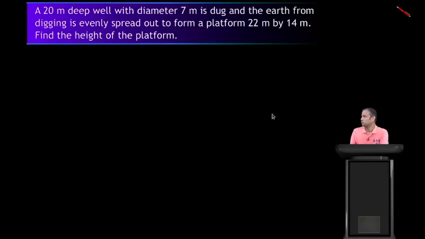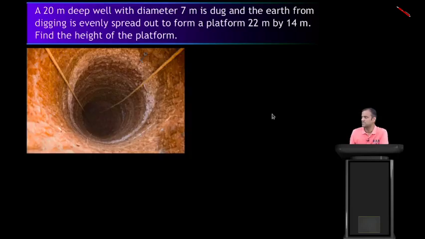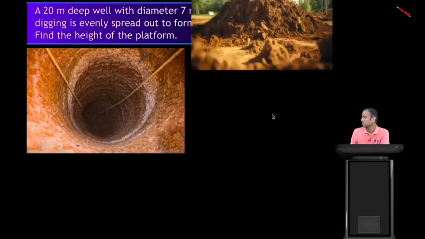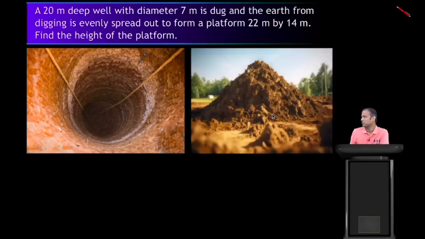Okay, now the next question. A 20-meter deep well with diameter 7. So this is the shape of the well, and do you know which shape this is? Can you guess? Yes, very good. This is cylindrical in form, so we have to deal with the volume of a cylinder. Then the sand is evenly spread out to form a platform 22 meter by 14 meter.